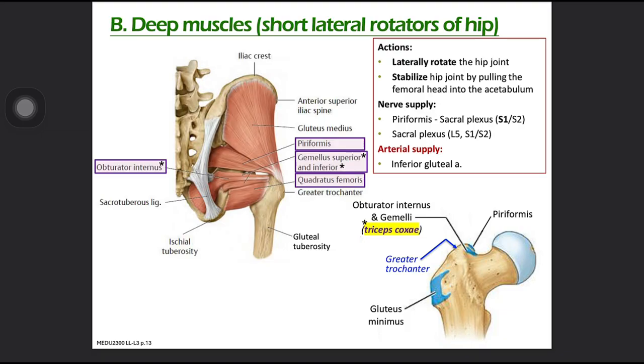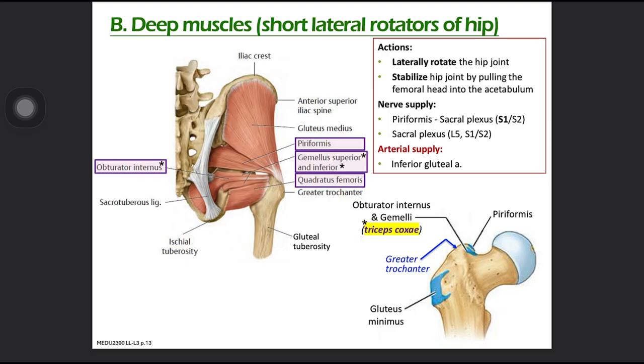Okay, so then let's take a look here. So now you have some ideas, right? So what about these deep muscles? All these muscles here, they are the piriformis, the obturator internus, gemellus superior, inferior, and also the quadratus femoris.